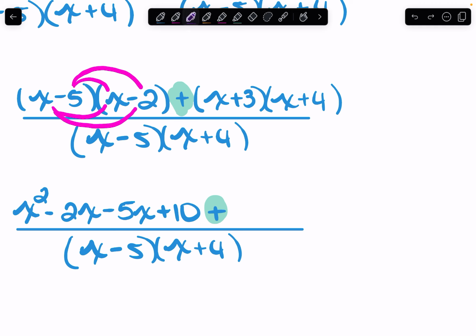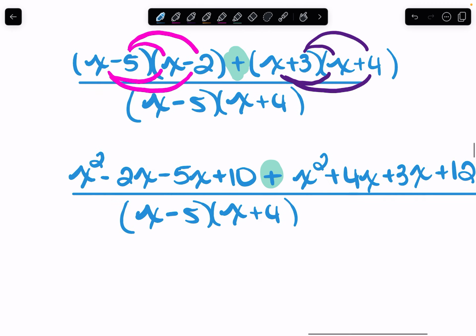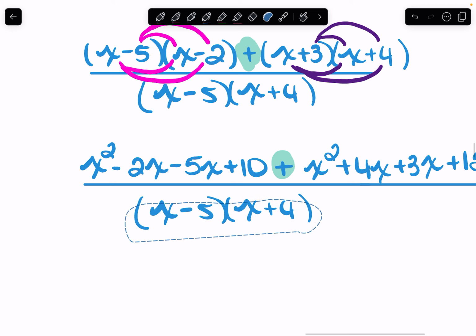All right, now we're doing FOIL again. First, outside, inside, last. So we're going to get x times x, plus 4 times x, plus 3 times x, and then 3 times 4. And I clearly did not make that bar long enough. All right, it's bothering me. That's not in the middle.